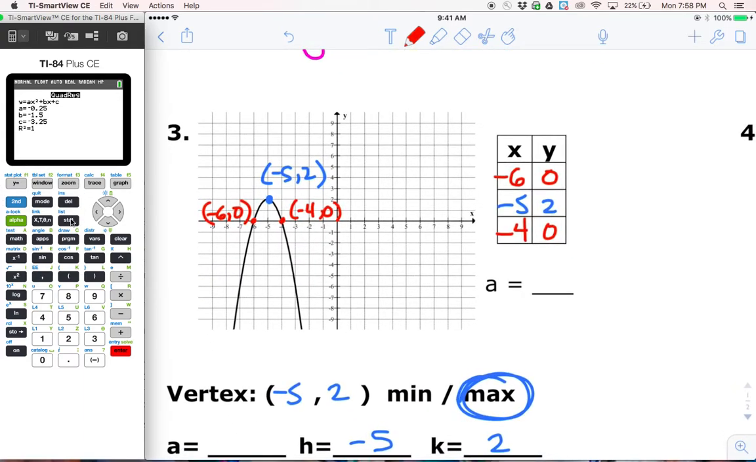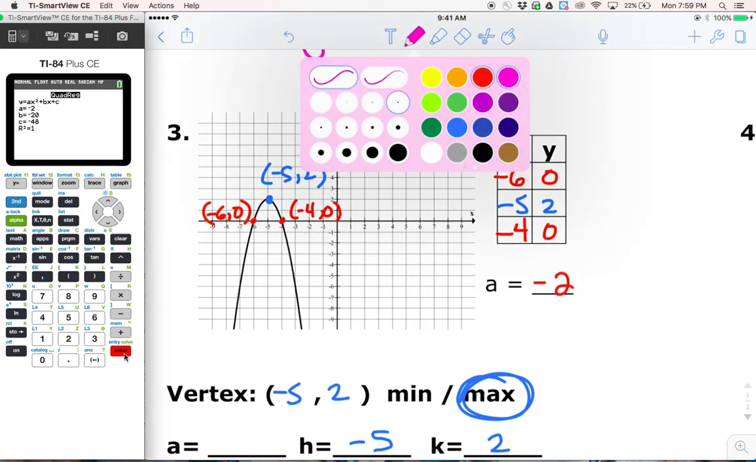Let's find A by going to my calculator. Stat, edit. Here we go. All right, I've got -6 and -5 and -4, and then for my y's, I've got 0 and 2 and 0. Go stat calc, option 5. And I know I'm going through this really fast, but hopefully you guys have seen enough examples for that to be fine. So A is -2.